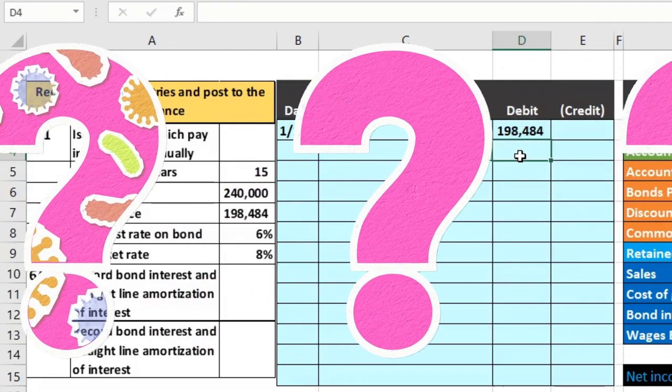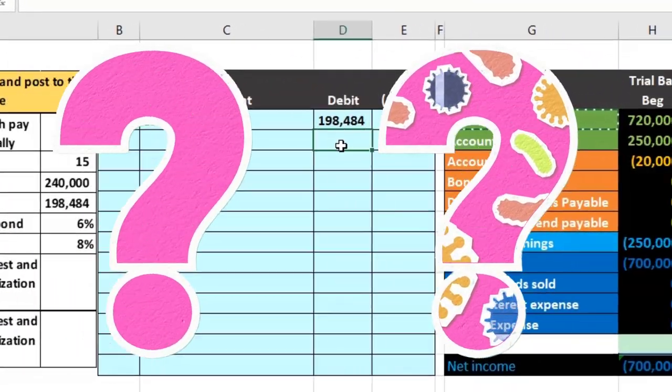And then we're going to say, well, we're going to owe something back at the end. It's kind of like a loan, but we owe the bond back.